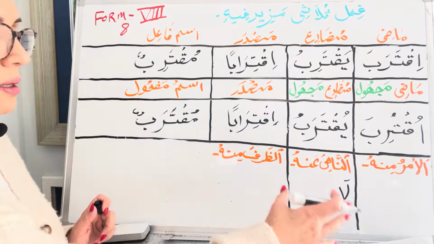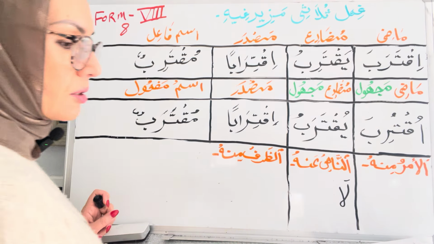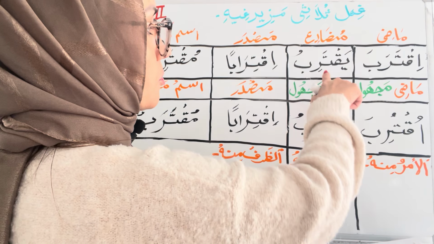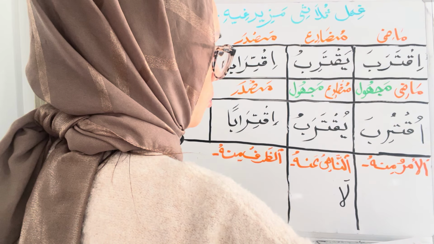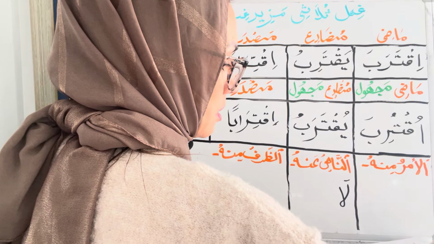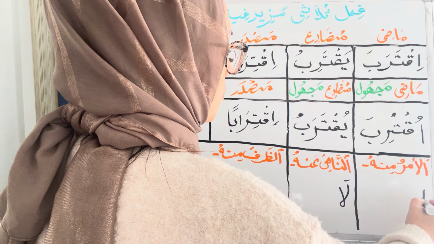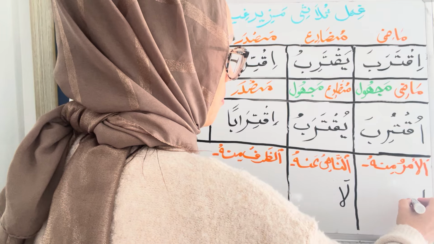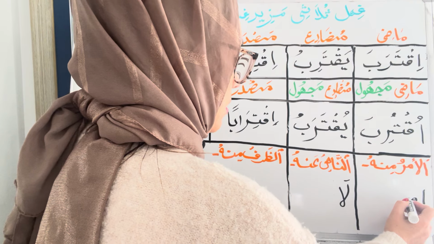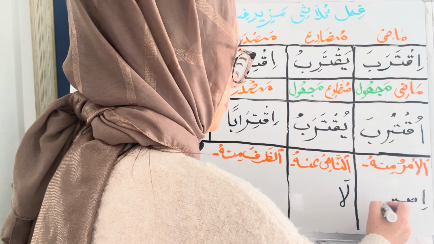Now we make the command like we did for all the patterns. الأمر منه, so it comes from here. الأمر منه becomes اقترب.